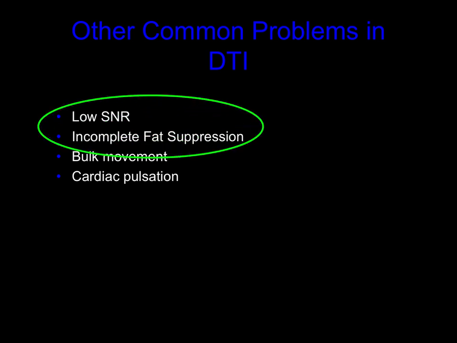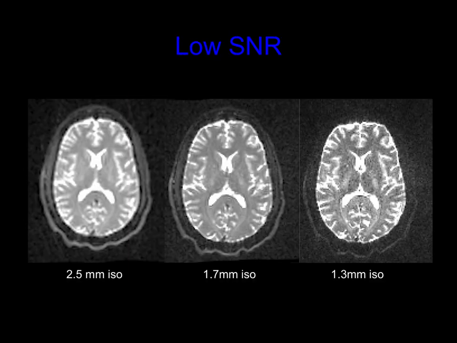But one thing I'd like to point out is that low SNR and incomplete fat suppression are two things that you can't correct for after you've collected the data. So these are things you need to be aware of when you go to set up your experiment and your acquisition parameters, so that you're not bothered by these. So how about the low signal to noise ratio? Let's go through that a little bit.